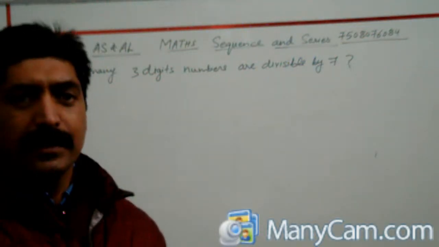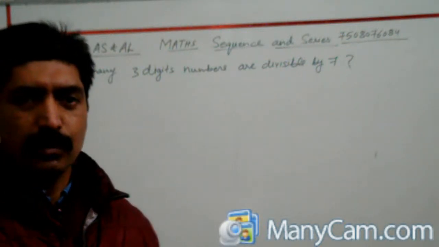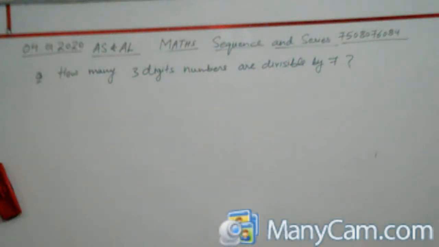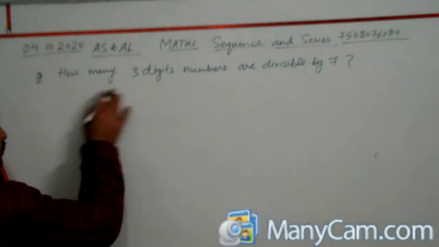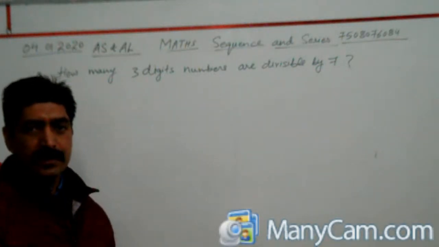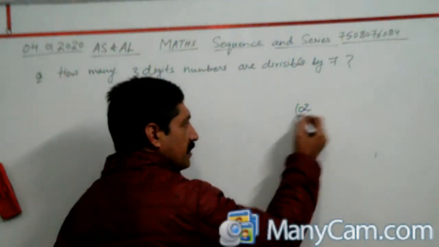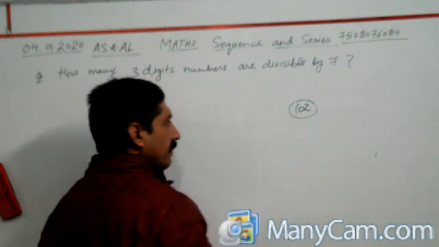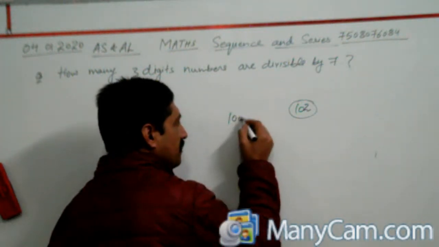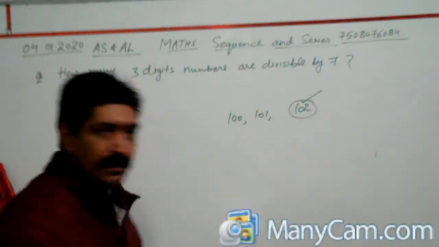So we will apply here the concept of AP, arithmetic progressions. Okay, we can frame the AP and we can find the value of n here, right? So here, how many 3-digit numbers are divisible by 7? So 3-digit numbers start from 100, but 100 is not divisible by 7. So 101, 102 is the first number which is divisible by 7, right?